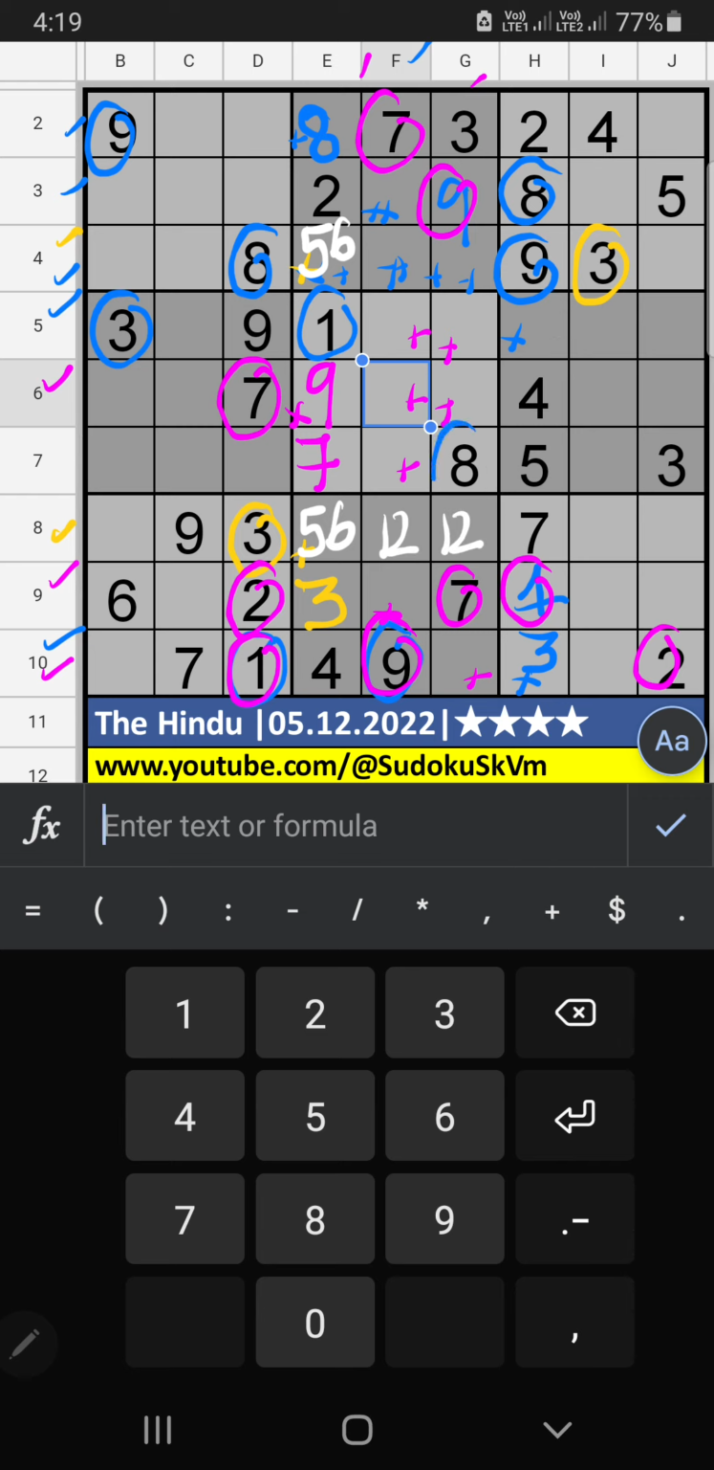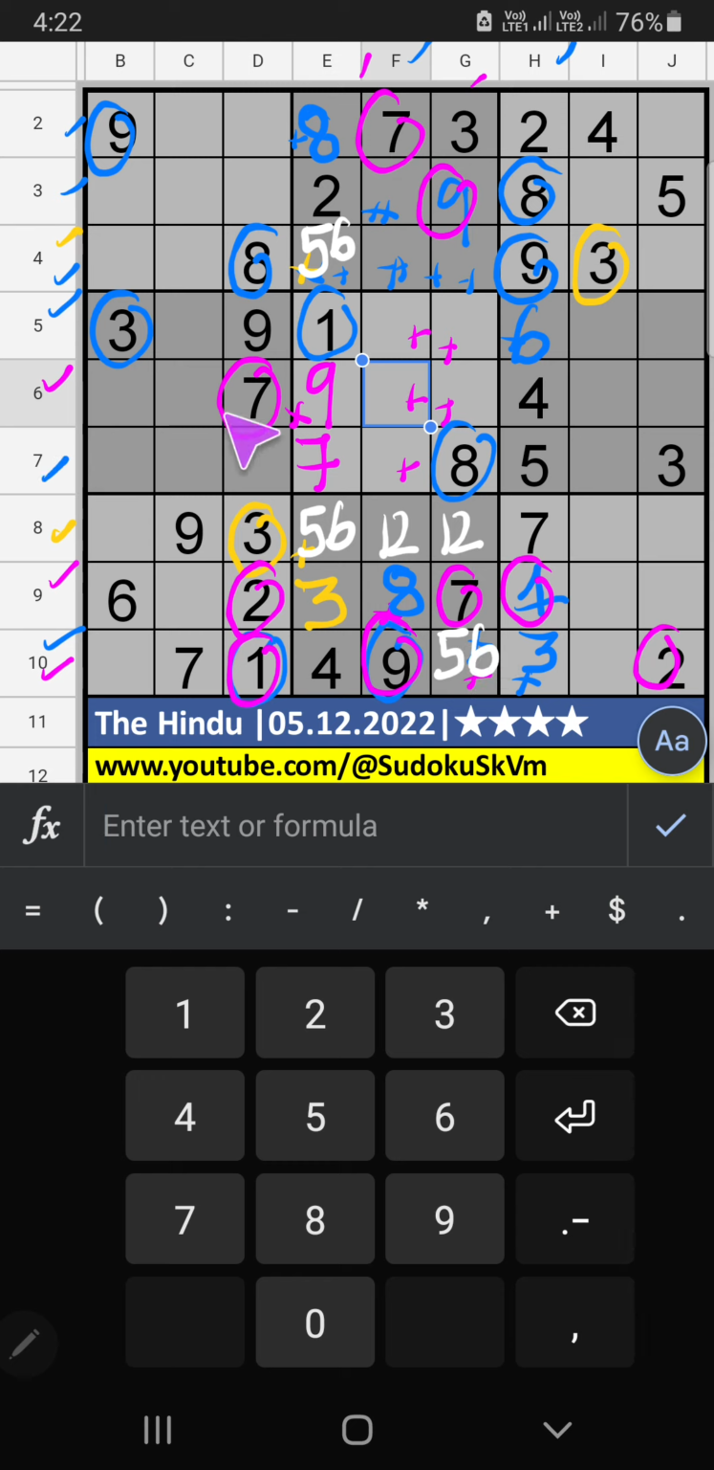Column G, we have 8. So it can't come in the cell. Then 8 is confirmed here. Then 8th grid, 2 numbers are remaining, 5 and 6. It will come in another 2 cells. We will confirm later. Then column H, only 1 number is remaining, 6. 6 is confirmed here.